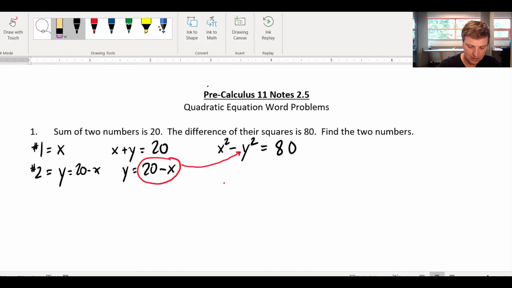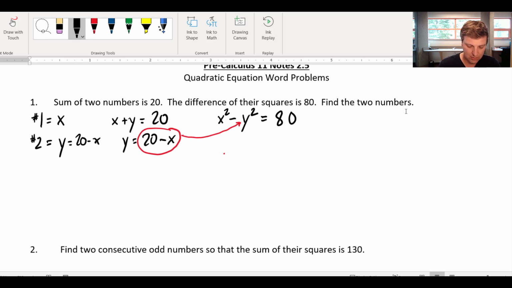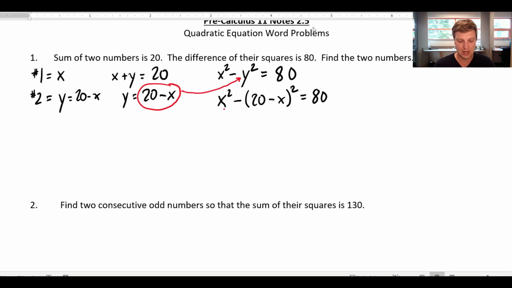So I've got x squared minus, and in brackets here, 20 minus x all squared, and that equals 80. And now you can see what I've got is an equation, and it only has one variable in it. So it's not pretty, but I can work through this to solve for x. So let's see what happens here.